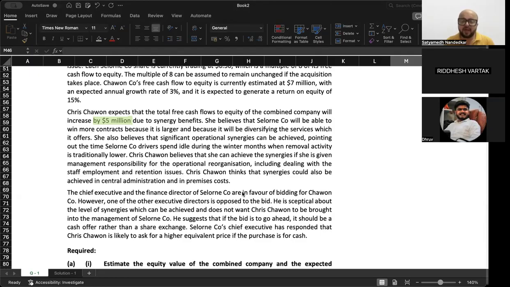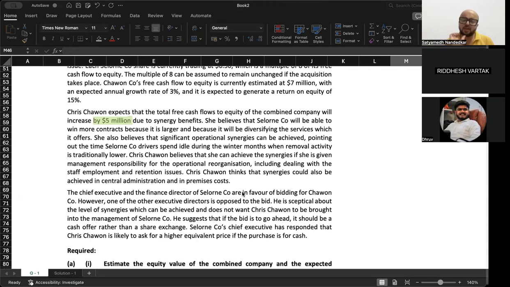Okay? On one hand, they are saying ability to gain large contracts, and neither company has had recent success in doing this. So if the two companies come together, then as a combined entity your size is bigger, you might be able to get the larger contracts. Okay? Then there are synergies relating to operations and working practices. That is something where the drivers are lying idle, and you can utilize their free time in a better way. But for that, it is necessary that the employment conditions have to improve.